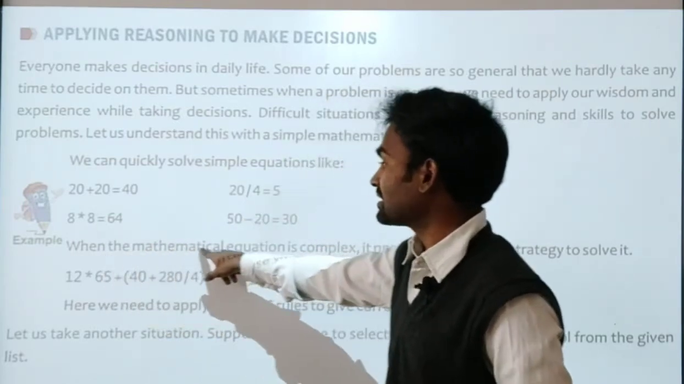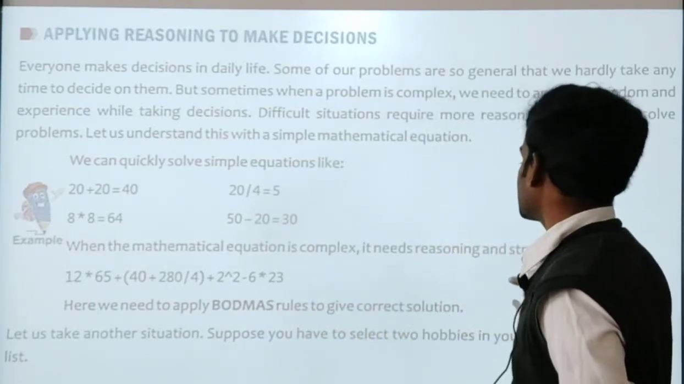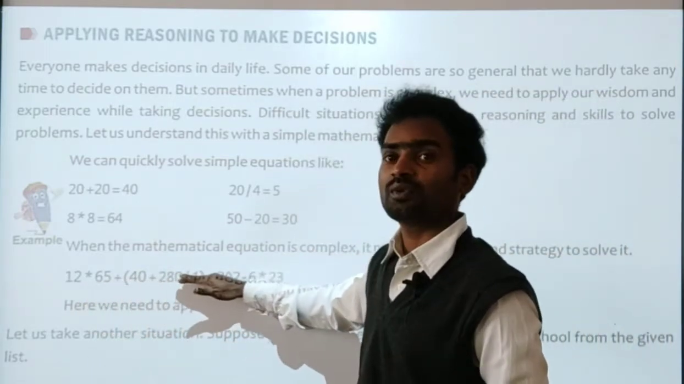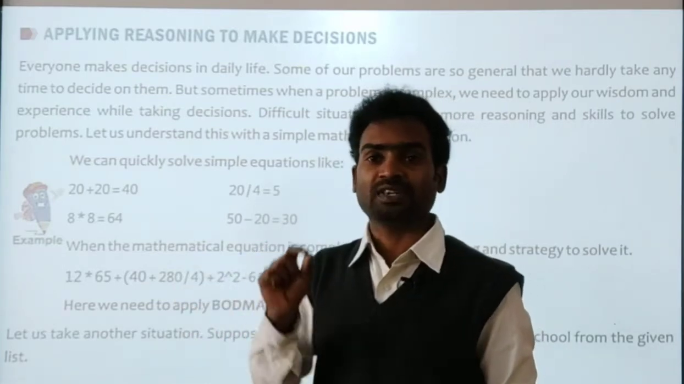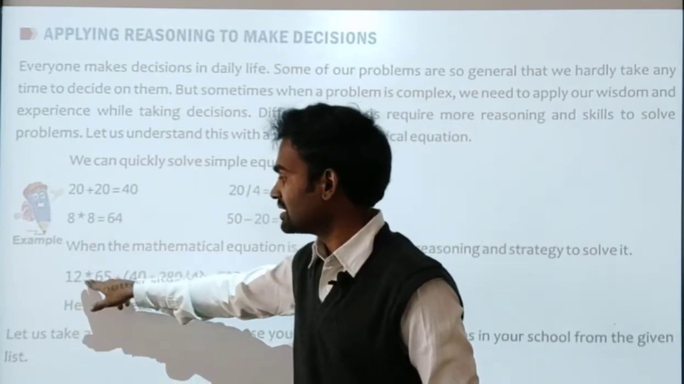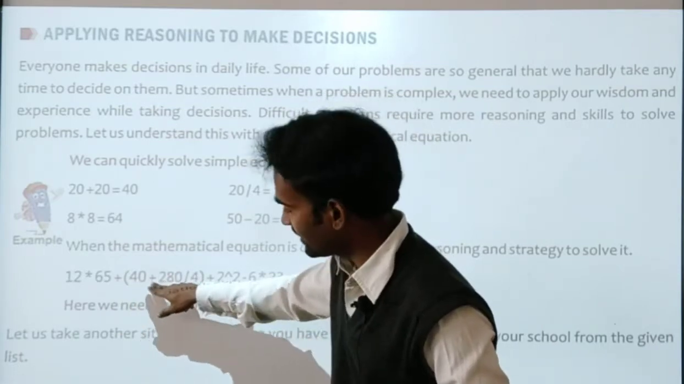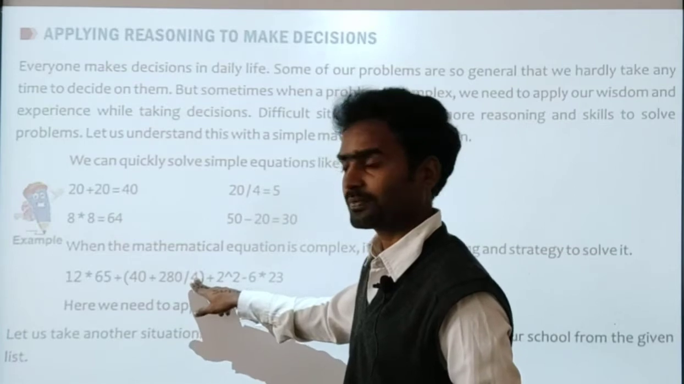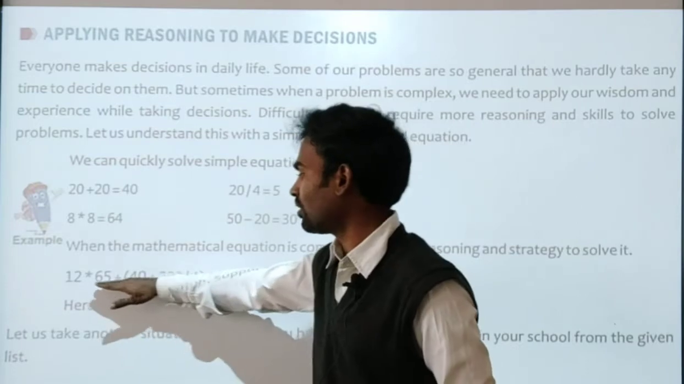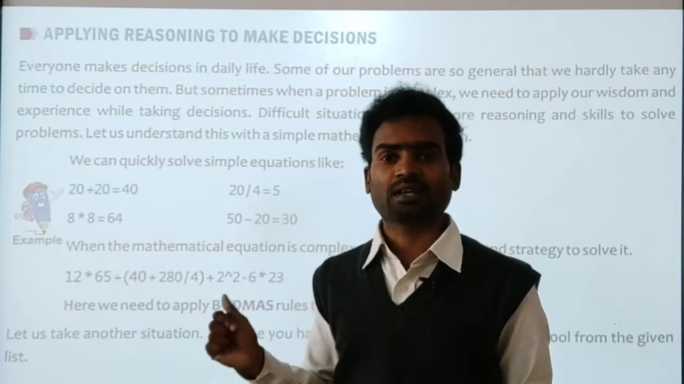And see here, when the mathematical equation is complex, it needs reasoning and strategy to solve it. See this one, we won't be able to finish it in a short time. We need a reasoning skill. See here, 12 into 65 divided by bracket 40 plus 40 divided by 280 divided by 4 and 2 power 2 minus 6 into 23. So this is a long sequence. If you are not using the reasoning skill, we will get a wrong answer.